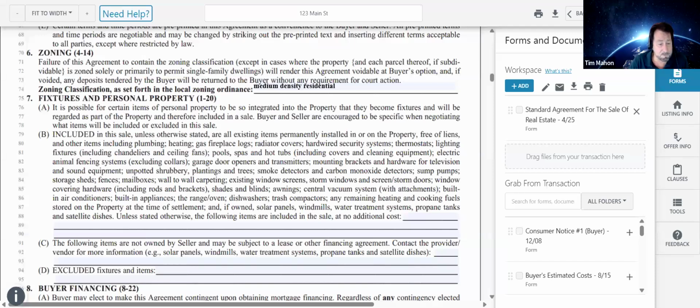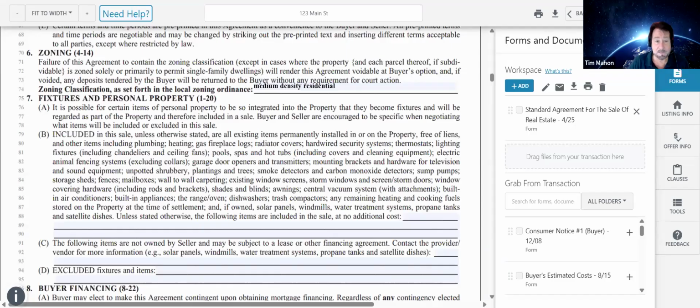Hardware for television, sound equipment, unpotted shrubbery, planting and tree. What is unpotted shrubbery? It's the plants outside in the ground. I had somebody take 40 rose bushes up the day of settlement on a property that I had bought for her. And I blamed the seller agent because he obviously did not read this verbatim to his client, or they wouldn't have taken the 40 rose bushes.